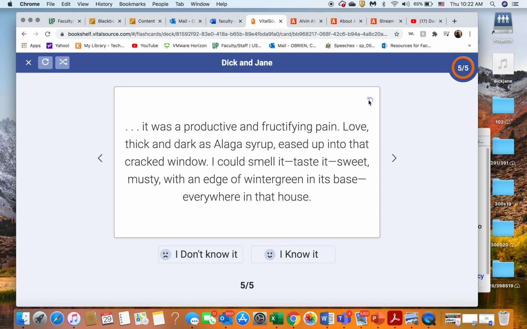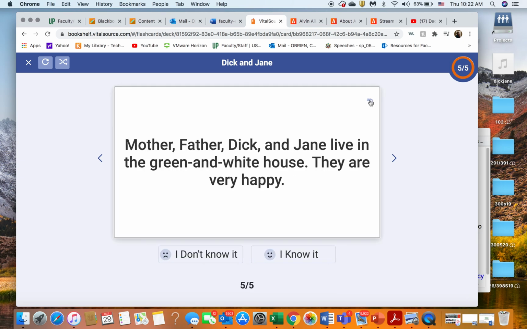So we don't even know whether it's the love that we can smell and taste everywhere in the house or the Alaga syrup, but because the love is thick and dark like the Alaga syrup, it doesn't really matter to which she refers. And just think about the difference between this description of home and love and this description of happiness. Two greenhouses, one old and cold, one very happy, but very different.